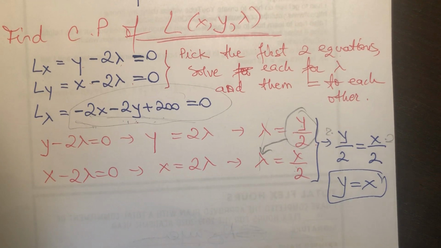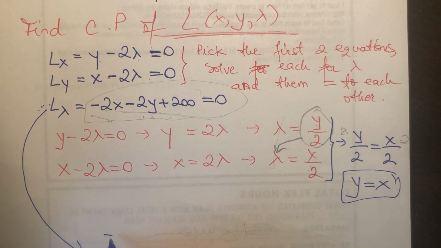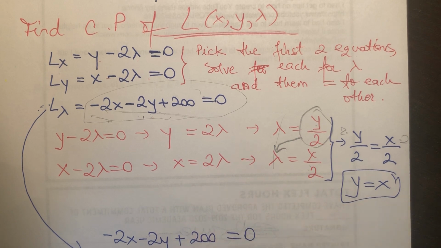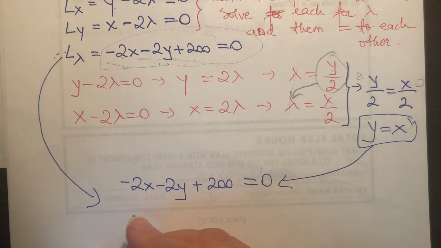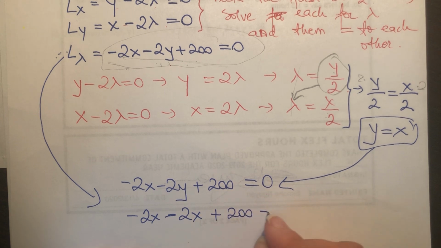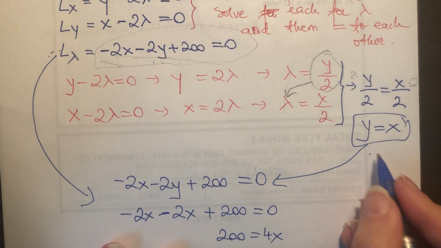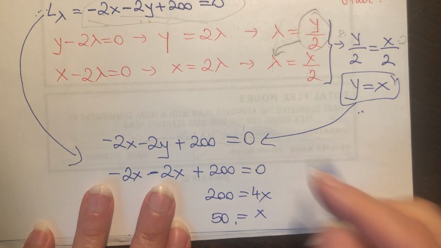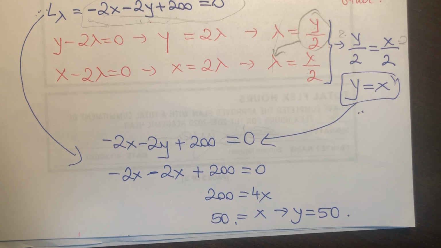Now, what else do I have to use? I haven't used this third equation yet. So I know that negative 2x minus 2y plus 200 is equal to 0. But what else do I know? I know that y must equal x. So 200 is equal to 4x, and x must be 50. Plug it back in: y is the same thing as x, so y must be 50 as well. So here's your answer.